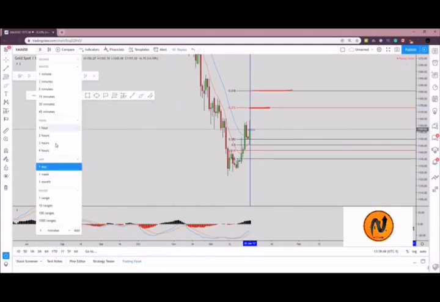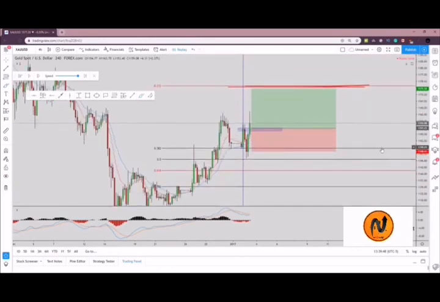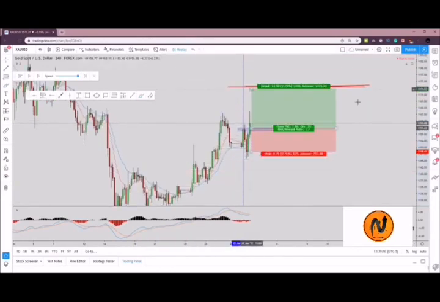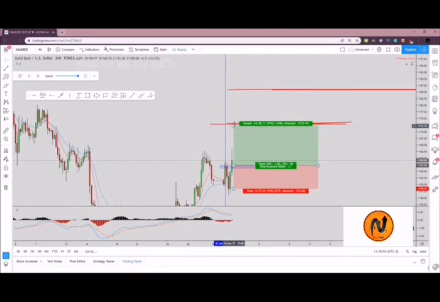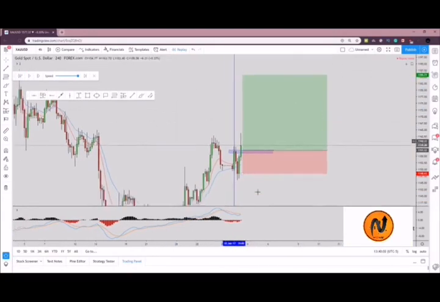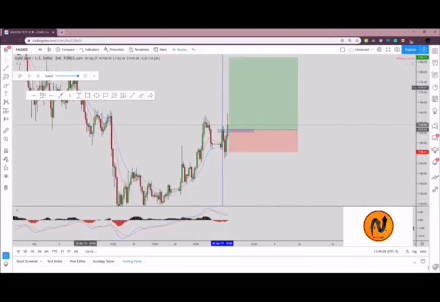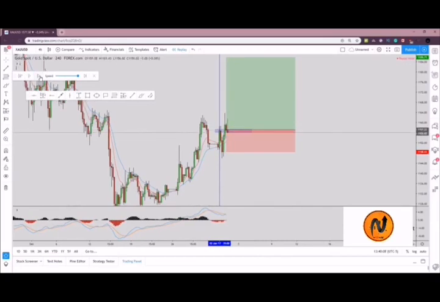So if we go down on the 4 hours, I already marked the two targets. Let's see if we get a minimum 1 to 3 to the first target. Okay, so we're not getting a minimum 1 to 3 to the first target, so we can take the second target. Let me see what we have here. We have 1 to 3.24, which is good. So let's see if this will be a win or a loss.